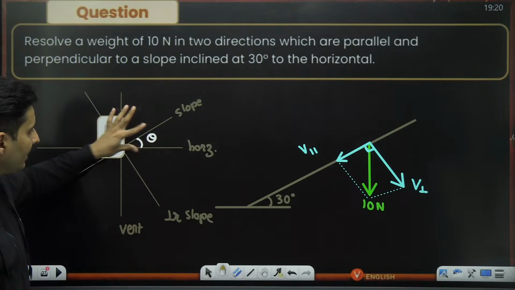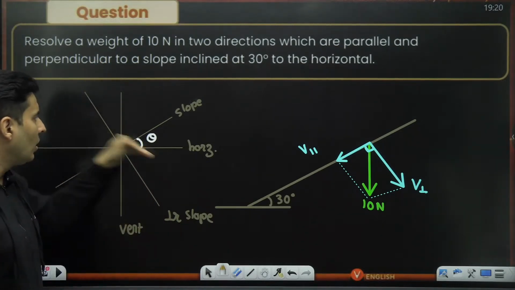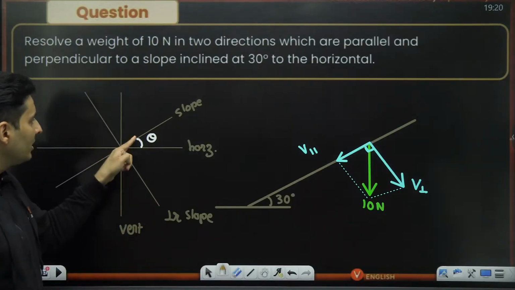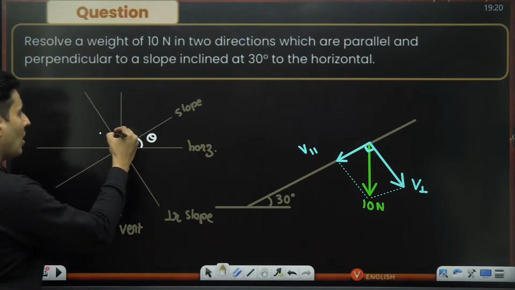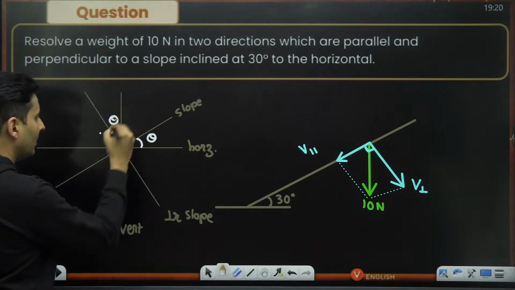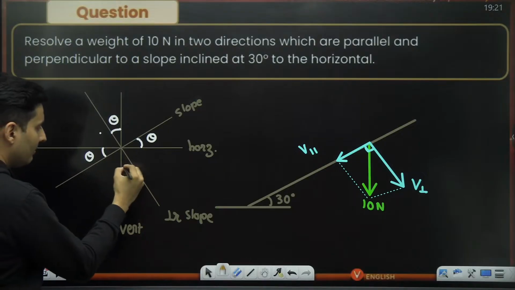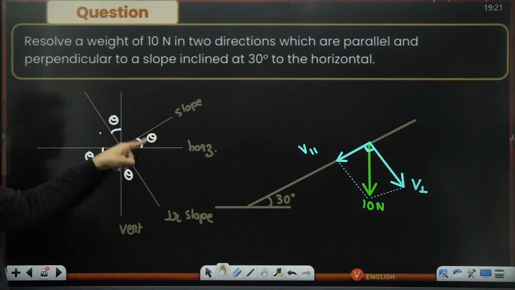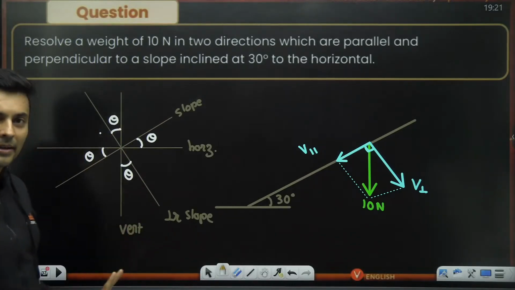I know this angle. So what you do now, my trick is draw vertical, horizontal, slope and perpendicular. Show the angle which you know. Then leave one segment, go to the next segment. Automatically, that will be theta. Leave the next part, go to the next alternate one, that will be theta. Leave this segment, go to the next one, that will be theta. So every alternate part will be theta, and that is the trick.